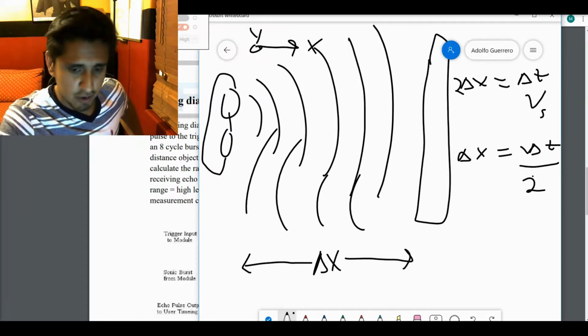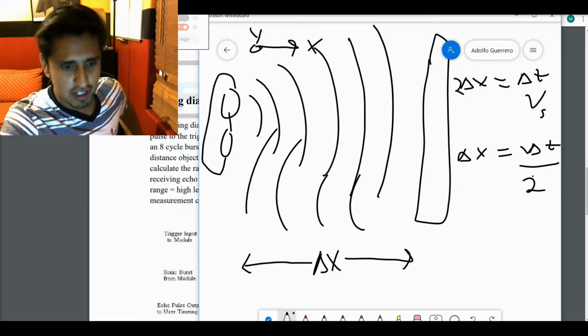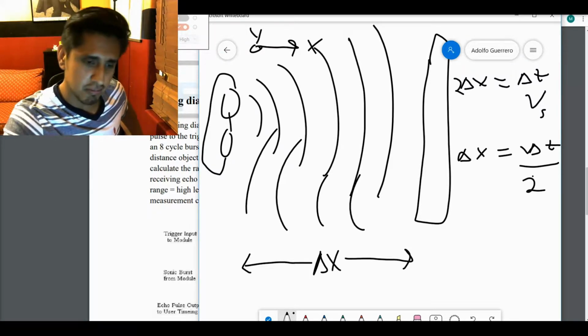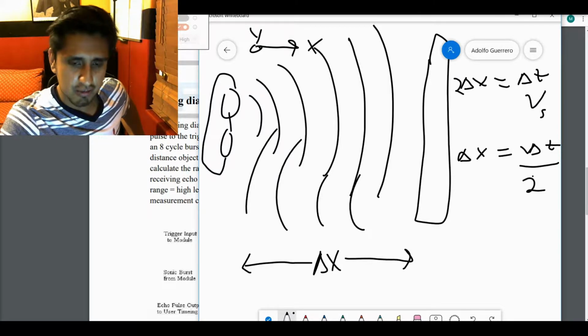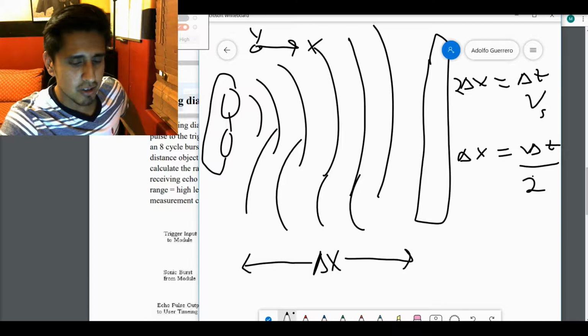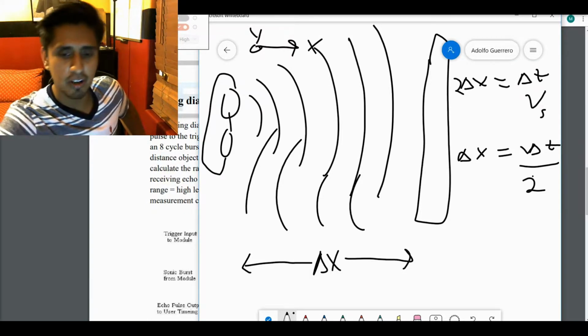So pretty much, if you know the time that it takes for the sound wave to go forward and backward, then we know the distance. That's simple. So it would be great if we could actually know how long the sound waves took to get to that object and come back.